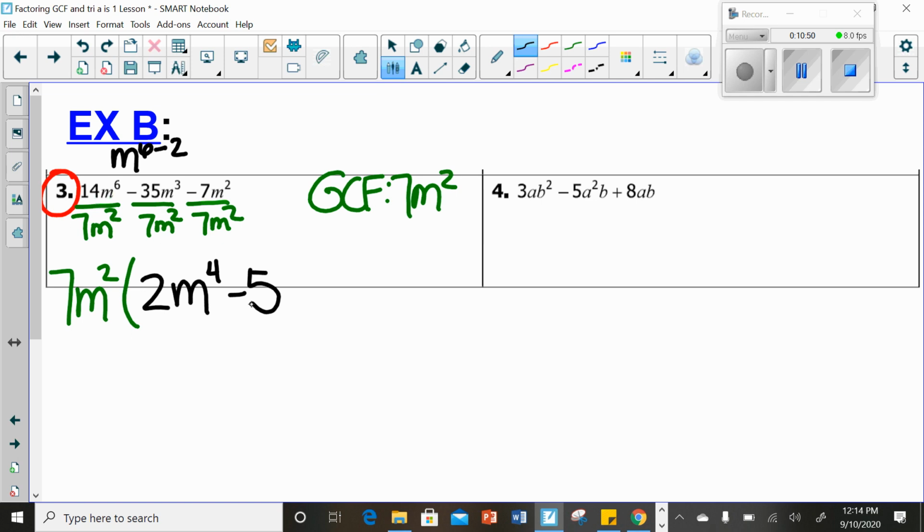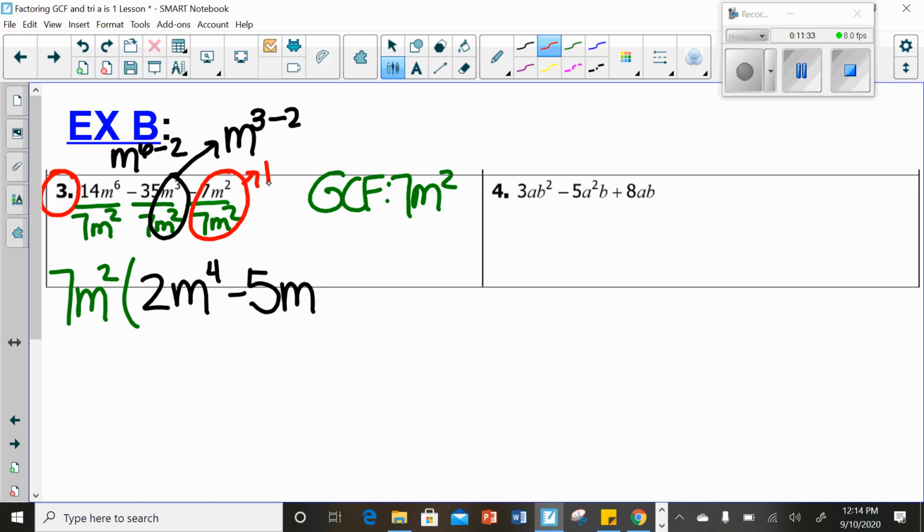Our m to the 3rd divided by m squared, right here, will give us an m to the 3rd power minus 2, because we are taking 2 away from the top, which will just be an m to the 1st power, or we can just write m. Now this last piece, negative 7m squared divided by 7m squared. Remember, we just talked about the fact that anything divided by itself equals 1. So we have 7m squared divided by 7m squared. That's just going to become a 1, because anything divided by itself equals 1.